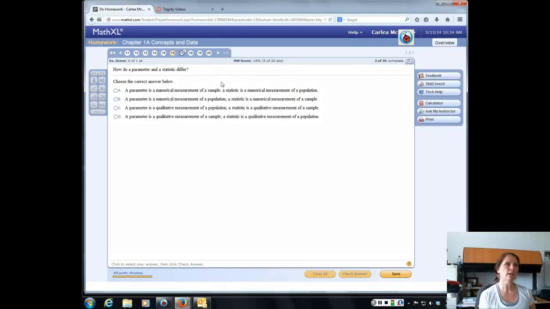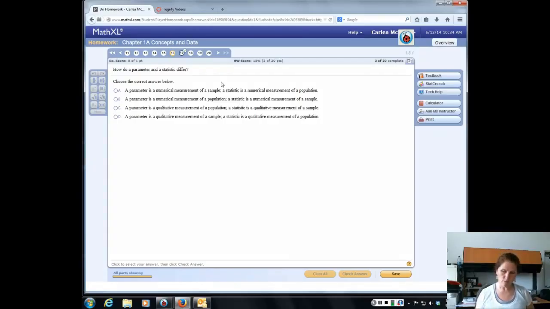How do a parameter and a statistic differ? A parameter is a numerical value that has to do with the population. And a statistic is a numerical value that has to do with the sample. I talked about sample a little bit, but what number is this?